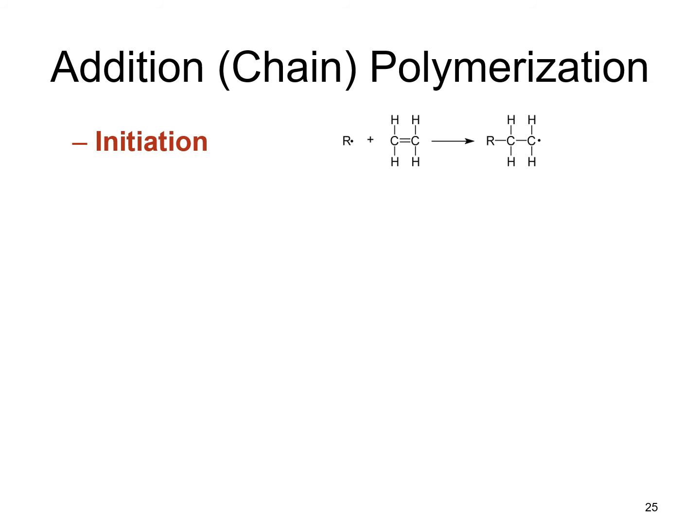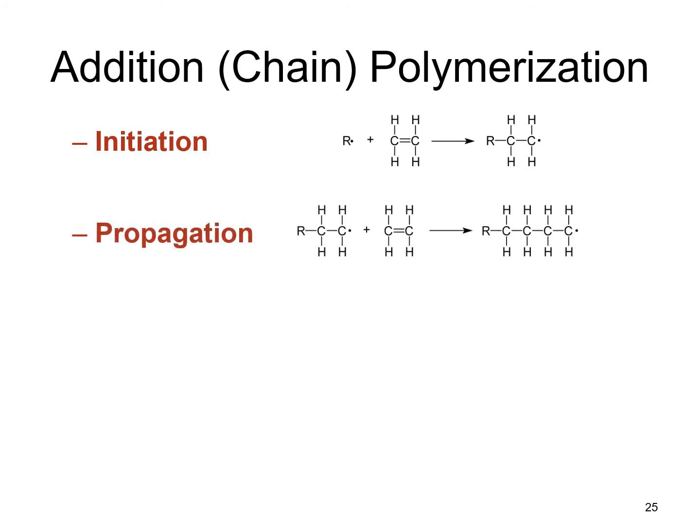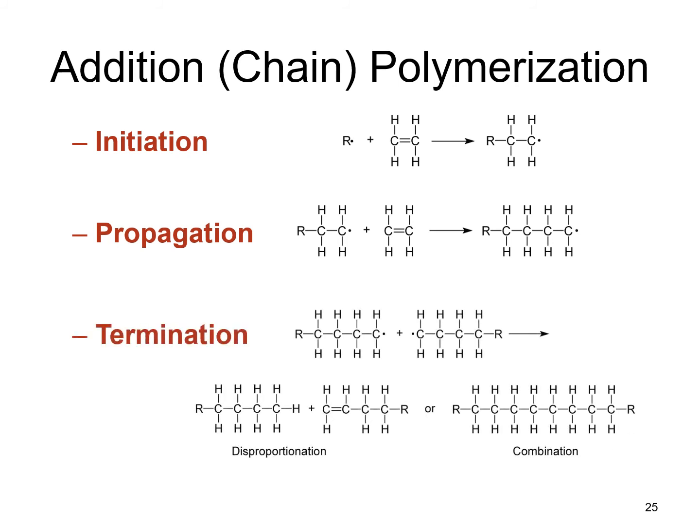Right. Going back to the discussion on the addition or chain polymerization, at the initiation stage, we have this radical unit with this structure here, and they combine together through addition. The second step is called propagation. And then at the end of the process of addition or chain polymerization, we have the termination. So we can have this proportionation or combination.